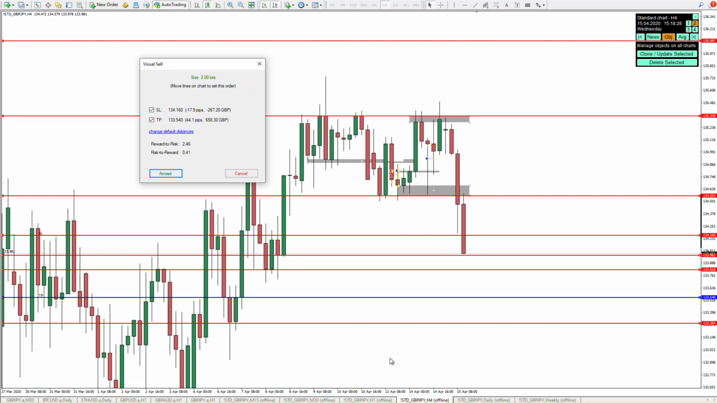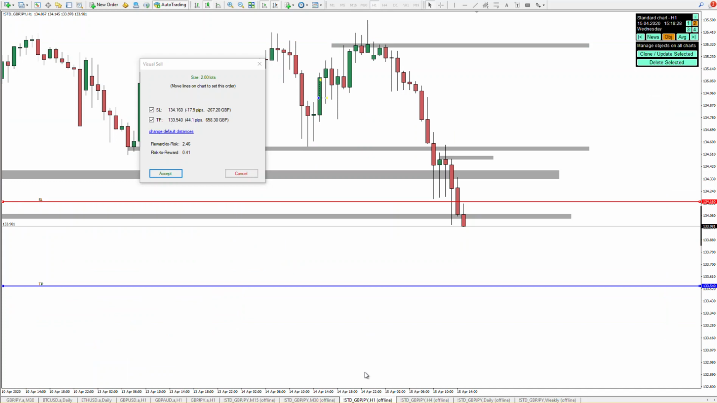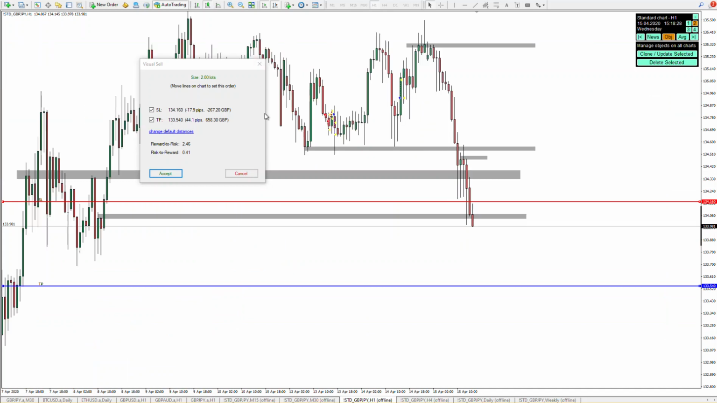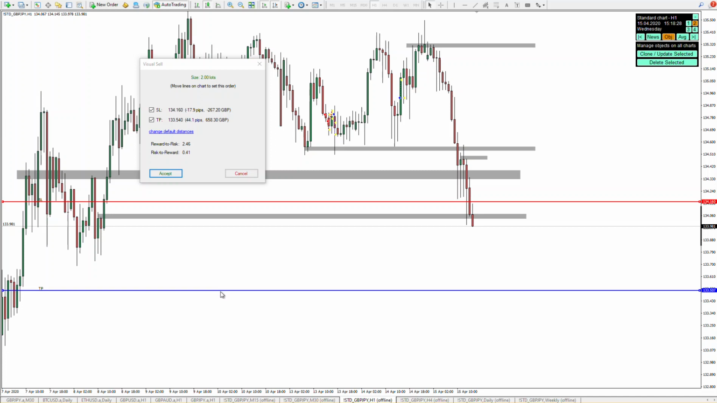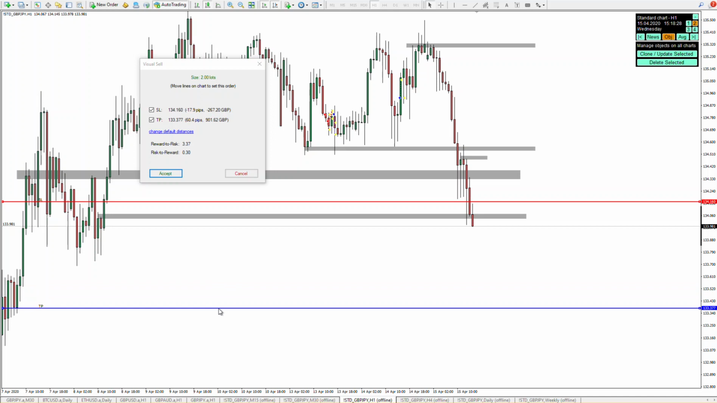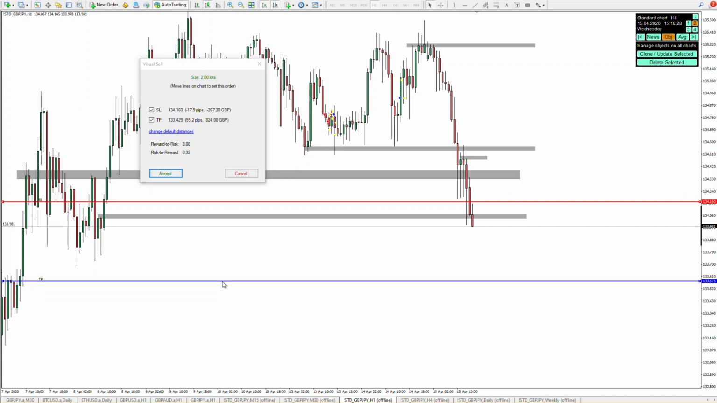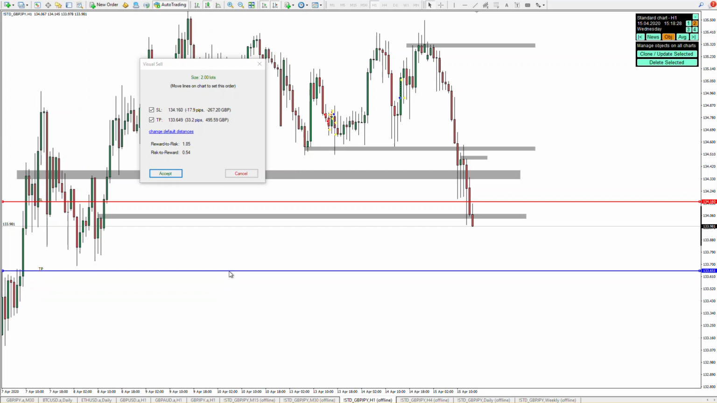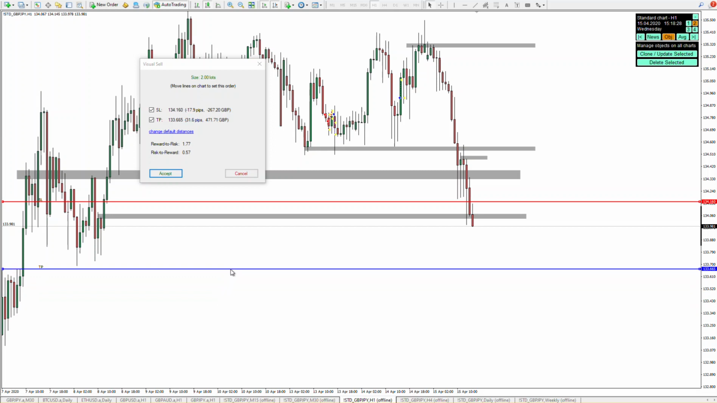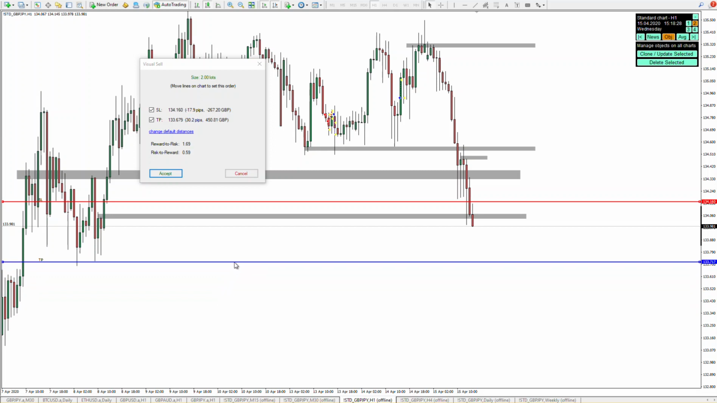Terrible. H4 looks so terrible. M1. Oh wow, this is so dangerous. 60 pips. Like that.